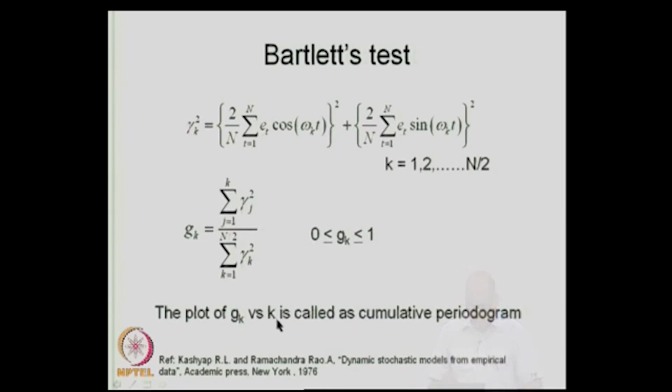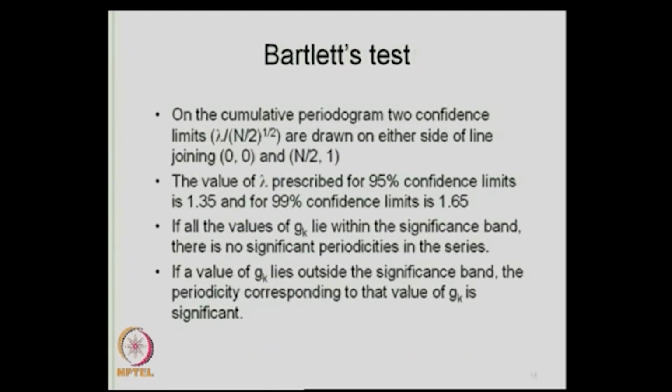So, the plot of g k versus k is called the cumulative periodogram. You know how to compute g k, all values are known here, therefore you can calculate gamma k. Once you know gamma k, you sum up to k and then get g k by normalizing with respect to the entire sum. Because of this nature, g k varies from 0 to 1, the maximum value it can take is 1. Then we plot k on the x axis and g k on the y axis.